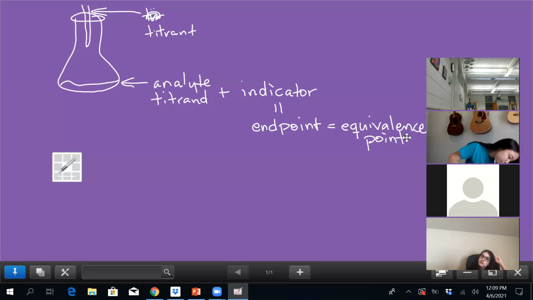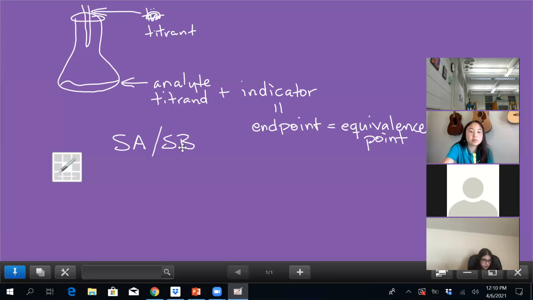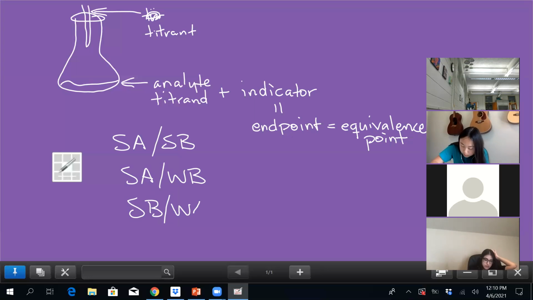Okay, so what we do with an acid-base titration is we have three scenarios. We can have a combination of a strong acid and a strong base. We can have a strong acid and a weak base, or we can have a strong base and a weak acid. We do not typically titrate a weak acid with a weak base. You don't usually see that.